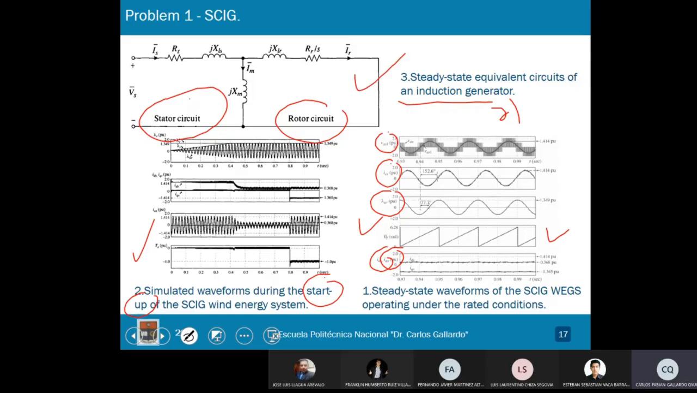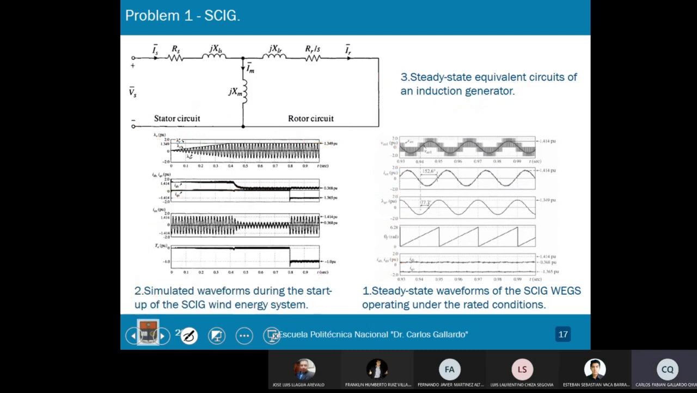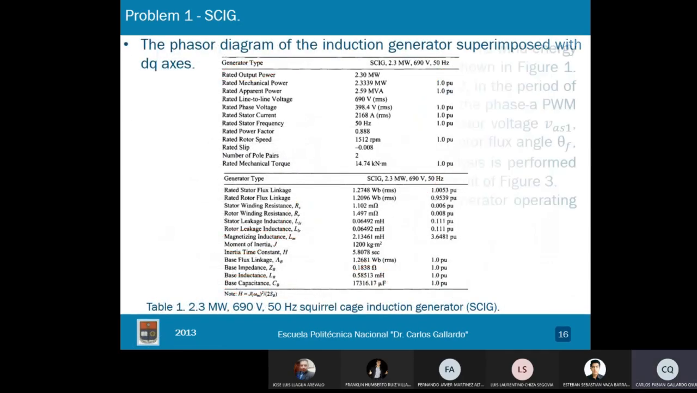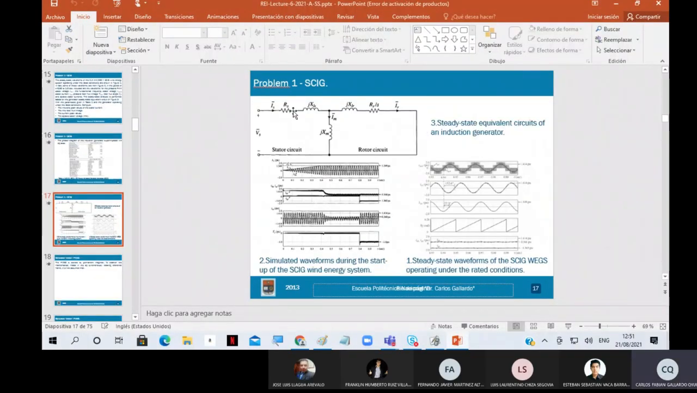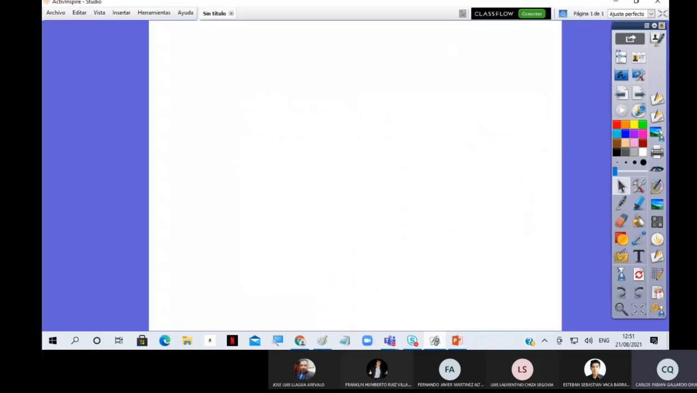So let's compute the stator impedance. My first objective is to compute the root mean square values and peak values of the stator current. By definition, the stator current, this current, is equal to... I will need an equivalent impedance in order to compute the current. So let's go to this equivalent circuit.